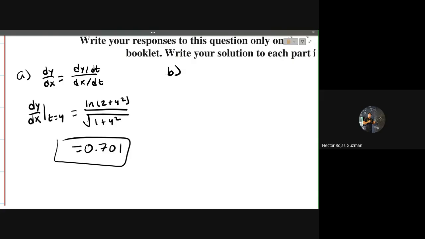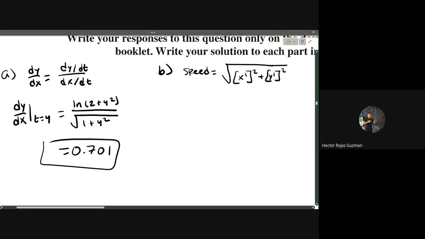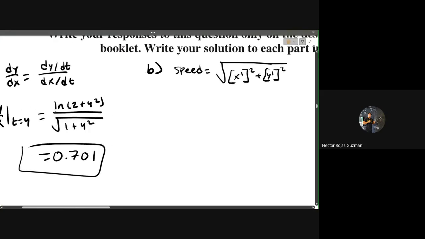Find the speed of the particle. Do you remember your formula for speed? Yes, for regular functions, but there is a specific formula for parametrics. So know your formulas. That way, you write it down and it gives you something to do after that. And again, this is all calculator work. Find the speed at t equals 4.